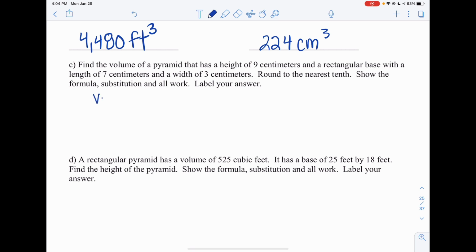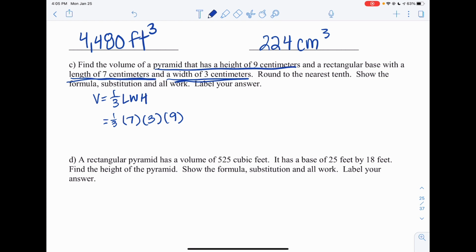So my first step, once again, 1/3 times length times width times height. Okay, bring down my 1/3. And I'm going to go ahead and start substituting. So I have that my length right here is 7 centimeters. My width is 3 centimeters. And my height of the pyramid is 9 centimeters.